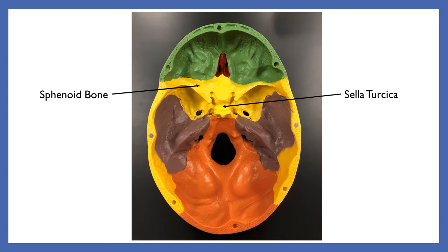This picture shows us what it looks like if we take off the top of the cranium and look down. This is the base that your brain is going to rest on. A very important bone is right in the center called the sphenoid bone. This bone actually connects to all the other cranial bones. It helps hold the base of the brain, and at that little spot called the sella turcica, that's where your pituitary gland is going to sit.